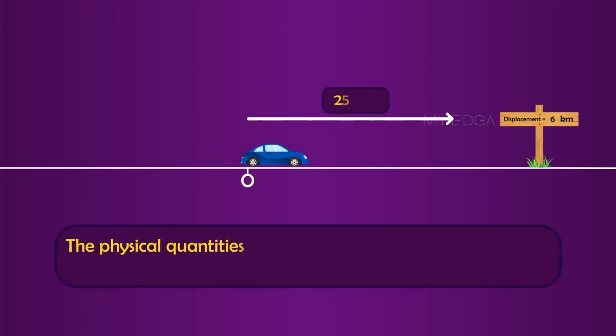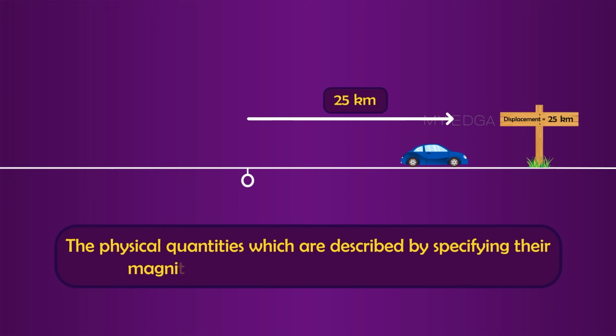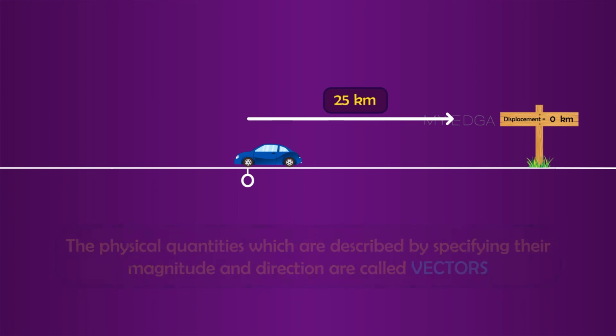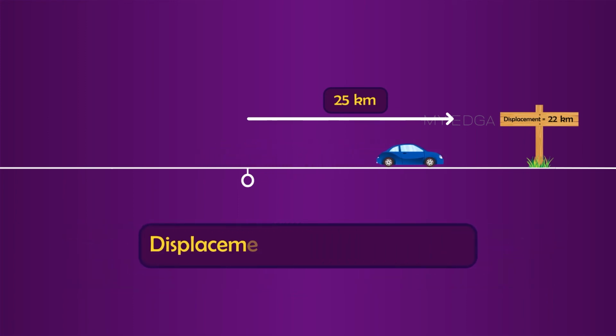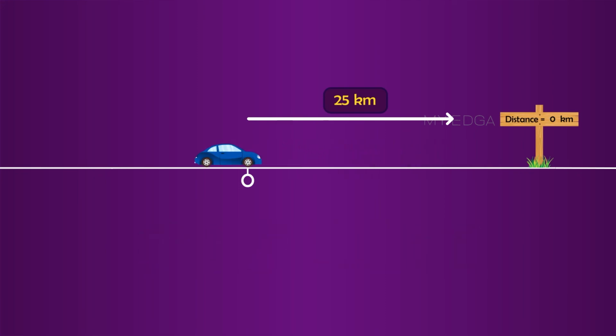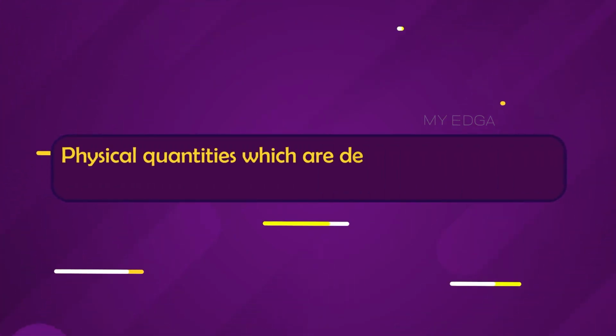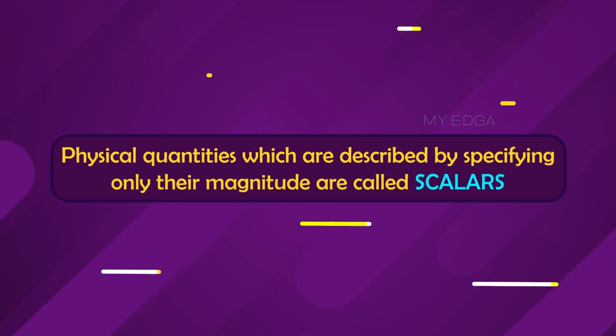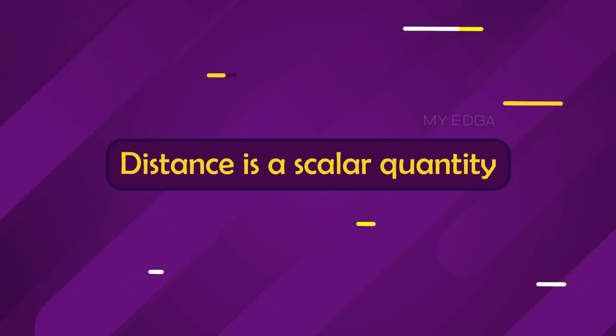The physical quantities which are described by specifying their magnitude and direction are called vectors. Therefore, displacement is a vector quantity. But to describe distance, we need to specify only the numerical value and not the direction of motion. The physical quantities which are described by specifying only their magnitude are called scalars. Therefore, distance is a scalar quantity.